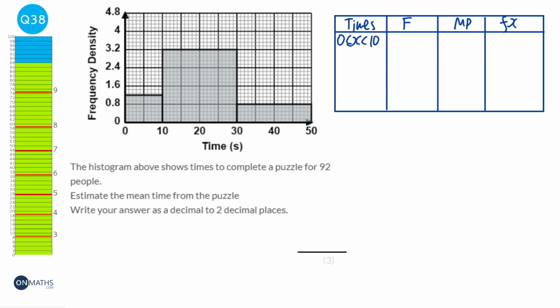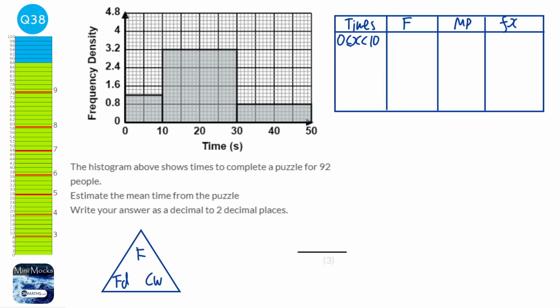And to find the frequency, I might as well just show this. The frequency density is proportional to the frequency over class width. The class width here is 10, and the frequency density is 1.2, so 10 times 1.2 will be 12. And then the next group is up to 30, so we're doing 20 times 3.2, which will be 64. And then the final one will be 30 to 50. So again, we're doing 20 times 0.8, which will be 16.